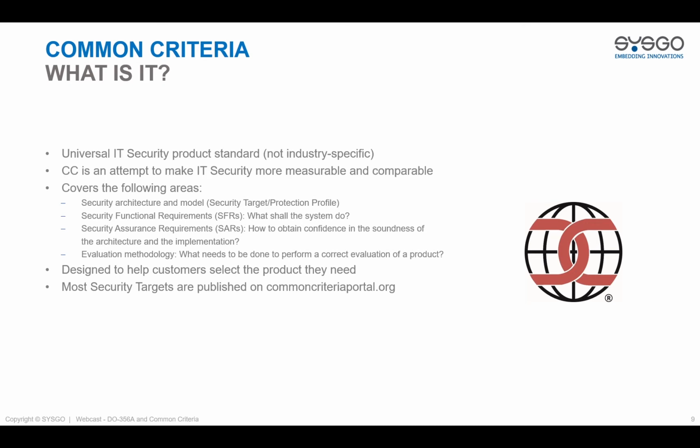This is a universal security standard, which is used in many industries, mostly the IT sector. It is an attempt to make the security of IT measurable and comparable across systems. And it covers the whole development process, like architecture, development, verification, validation, and testing. Most of the security targets, which are, let's say, the introductory chapter of a Common Criteria evaluation, are published so that you can read them. The security target and the protection profile of PikeOS is available on demand.